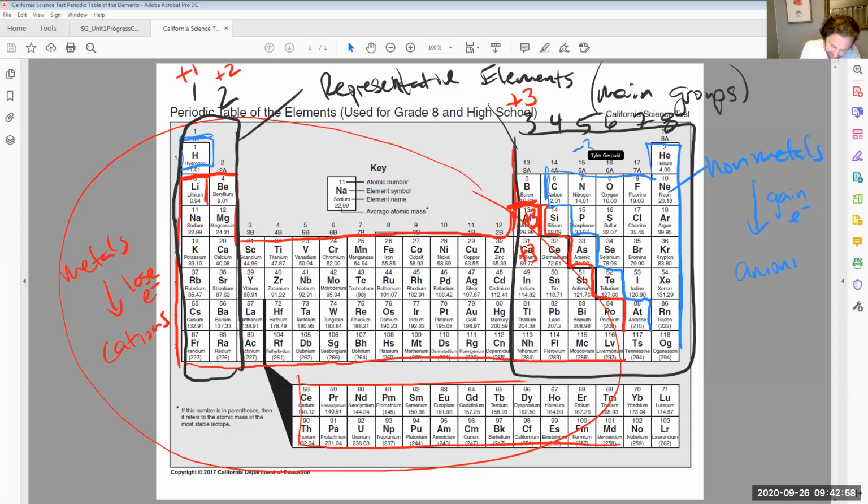But then with groups 15, 16 and 17, these get the -3, -2, -1 charges predictably, because nitrogen is 3 away from the noble gas that it's trying to mimic with its ionization. Oxygen is 2 away, and fluorine is 1 away, as far as the electrons it needs to gain to mimic the electron configuration of a noble gas. So that's using valence electrons in the periodic table to predict ionization for the representative elements, the main group elements.